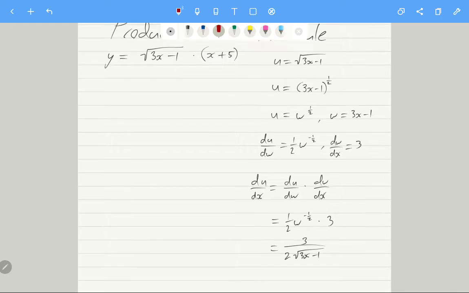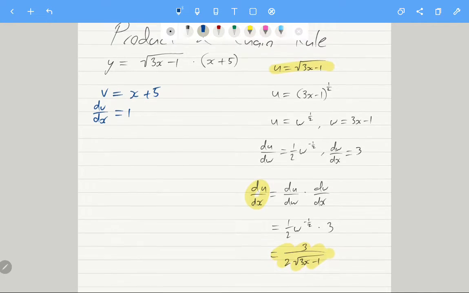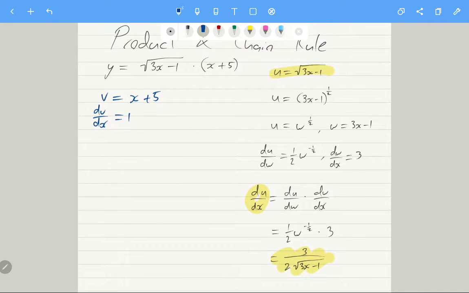So at this point I've worked out u and du dx. Now I need to work out v and dv dx. So let's go and deal with v. So v is equal to x plus 5 and dv dx is equal to 1. Okay, so one of these was easier than the other, but that's fine. So we found out u, we found out du dx, we found out v, we found out dv dx. Now we can use the product rule.